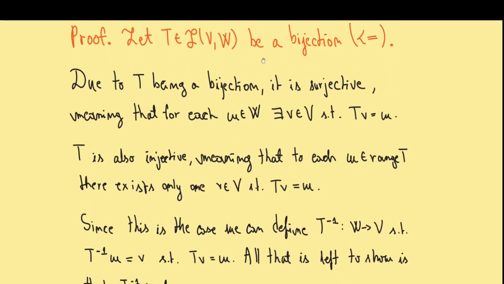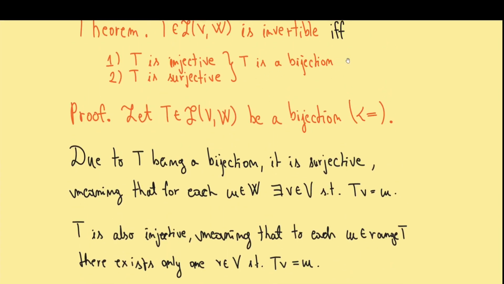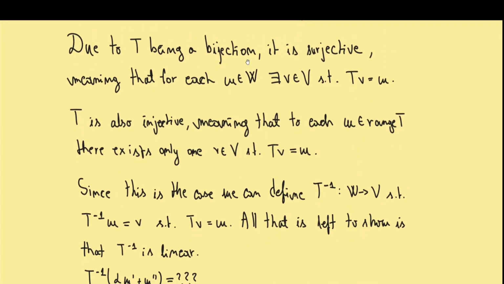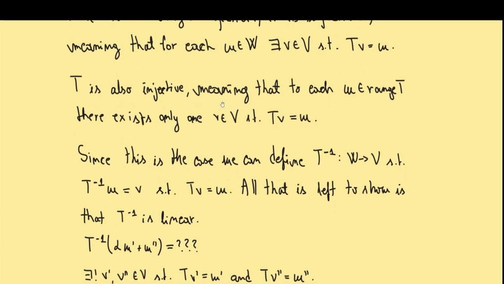So let T be a bijection. So we're going from this and we're going to show that T is invertible. Well, due to T being a bijection, it is surjective, meaning that for each w in our big W, we have some vector in V such that v gets mapped to w. And now T is also injective, meaning that to each w in the range of T, there exists only one v that gets mapped to the appropriate w.